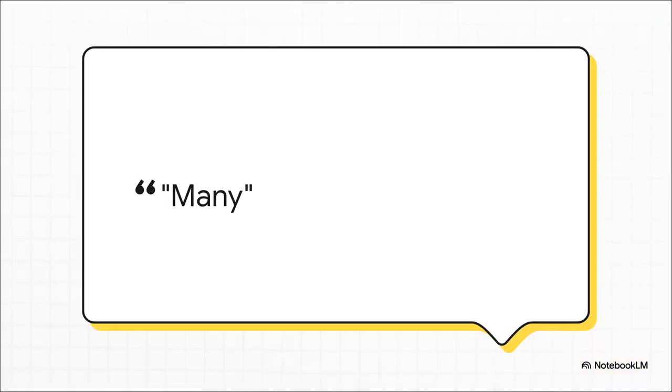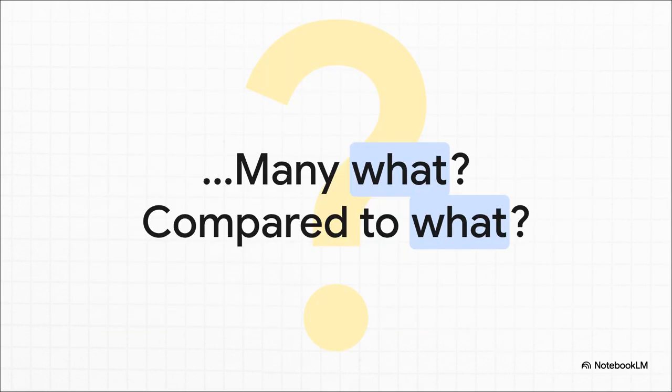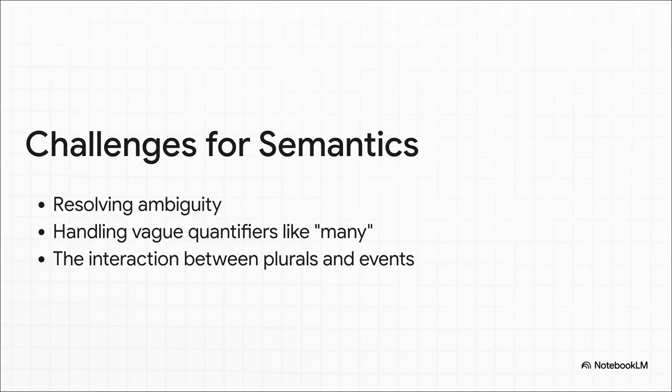Let's just take one simple, incredibly common word that causes an absolute world of trouble for these systems. That word, many. Yeah, just think about it for a second. If I say, many students came to the party, what does that actually mean? Is it 10, 100? Is it many compared to what I expected? Or many for the size of my apartment? The meaning is almost completely tied to a context that's nowhere in the sentence itself. It's slippery.